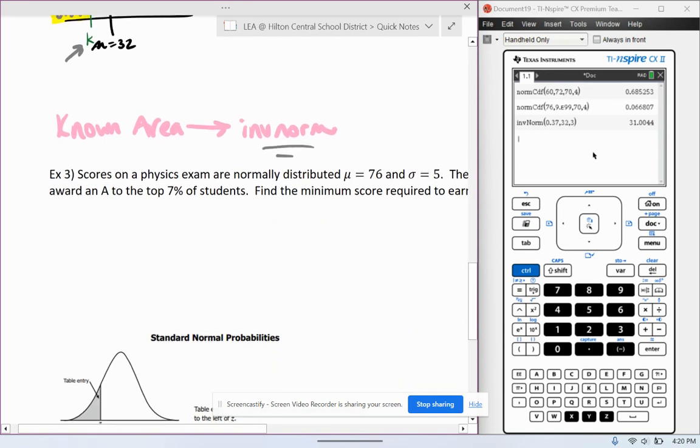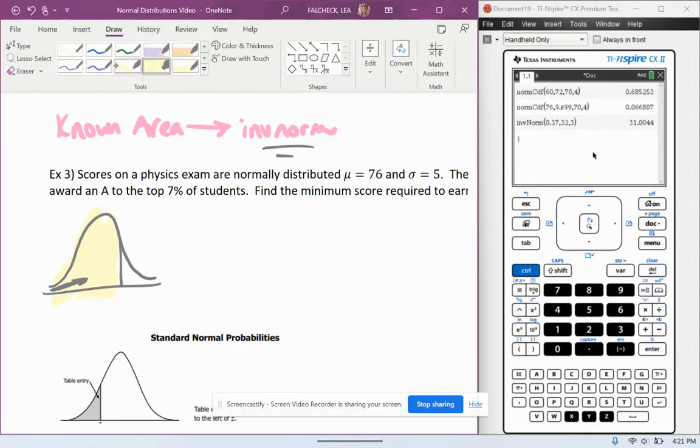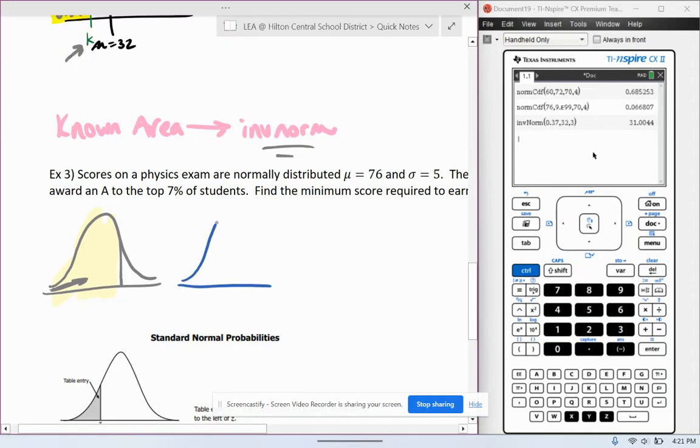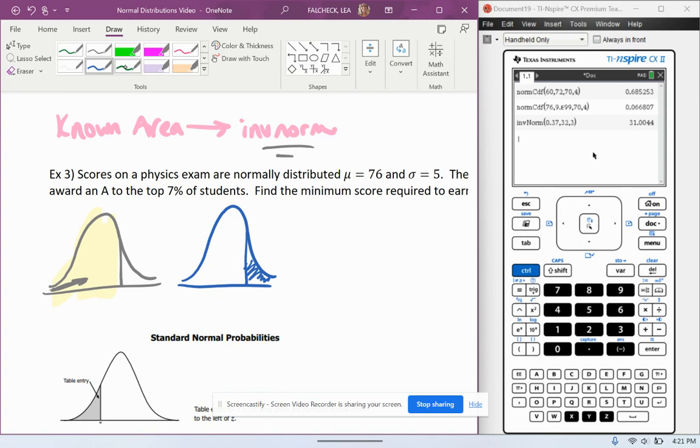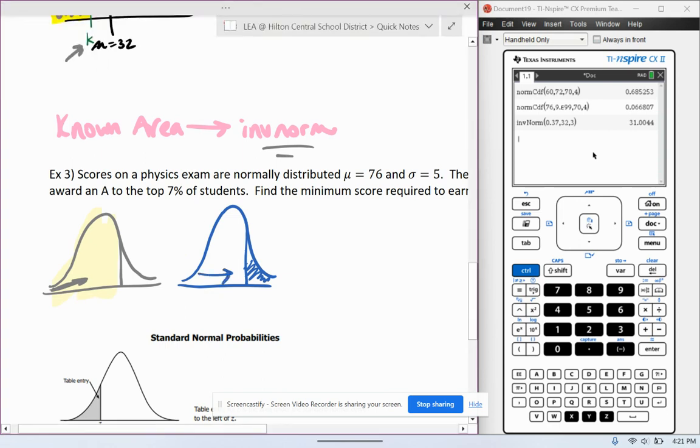So the inverse norm function on your calculator, right? It only calculates the area, or the cumulative area from the left. So if you draw a standard bell curve and you've got this part of your graph shaded, you're good. But if you are given a probability from the right, you are going to have to find the complement, because your calculator only finds cumulative probabilities from the left.